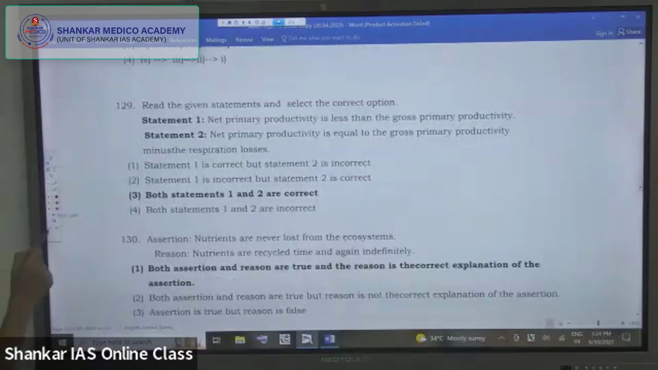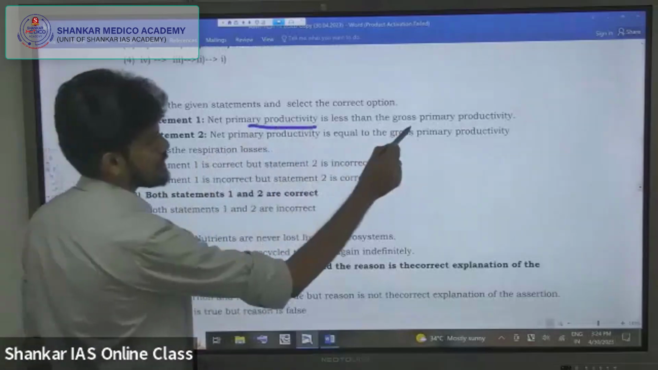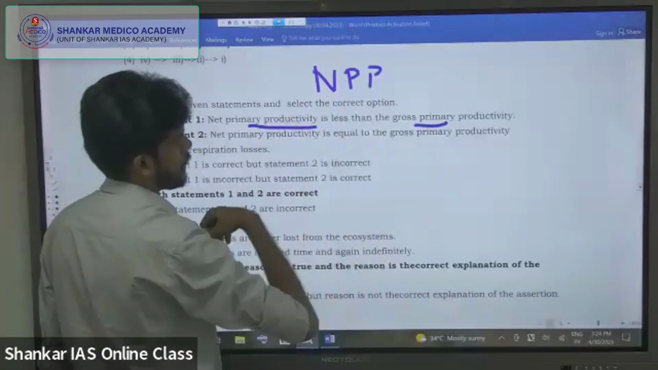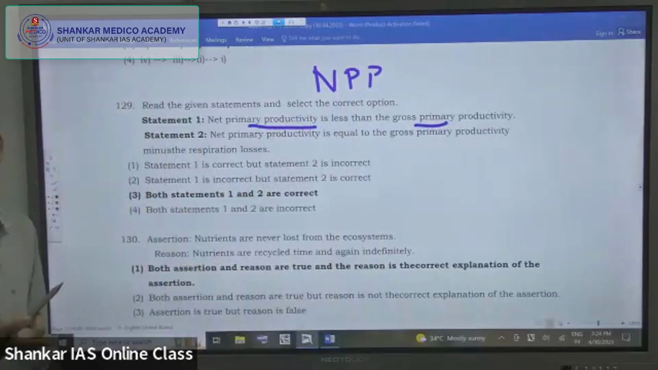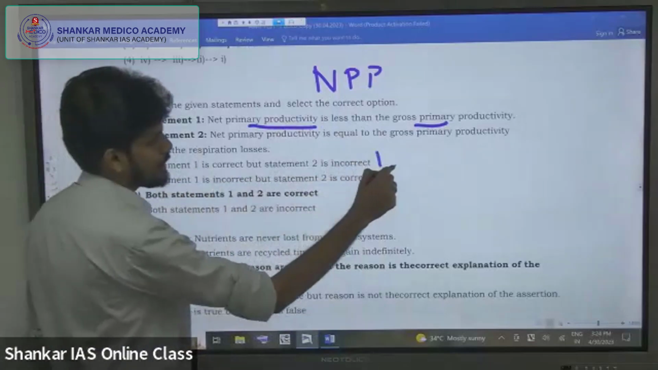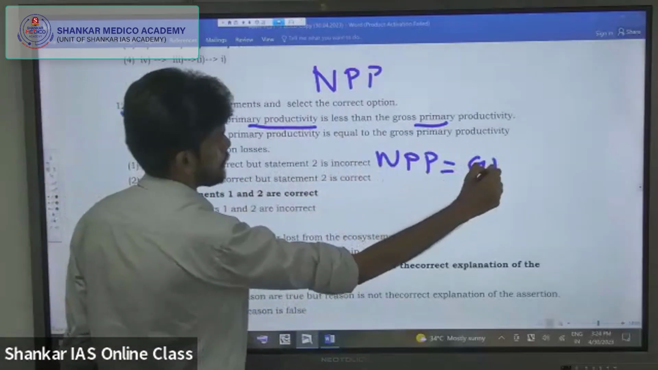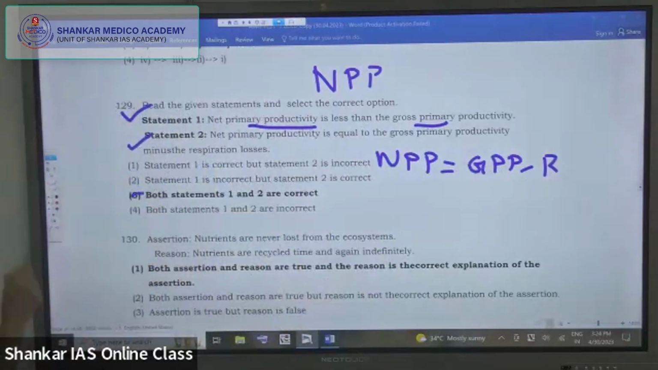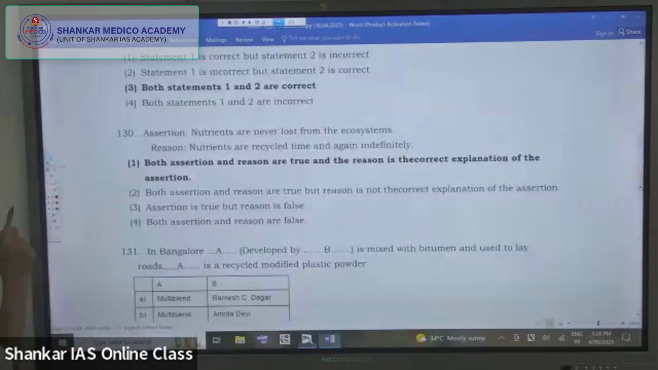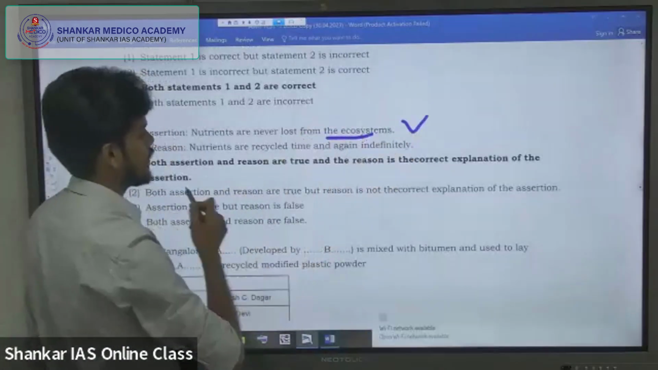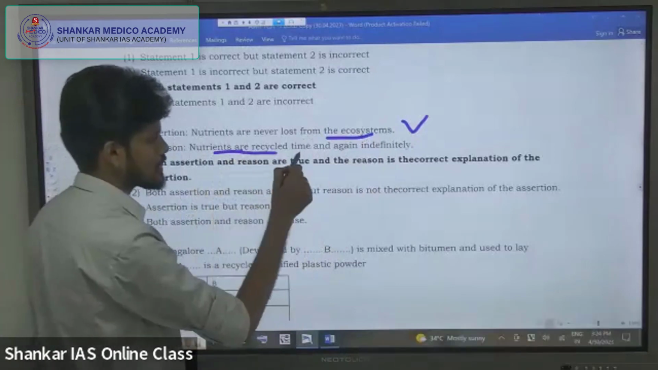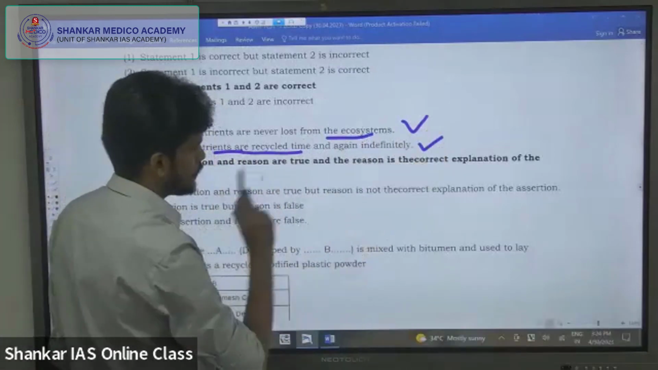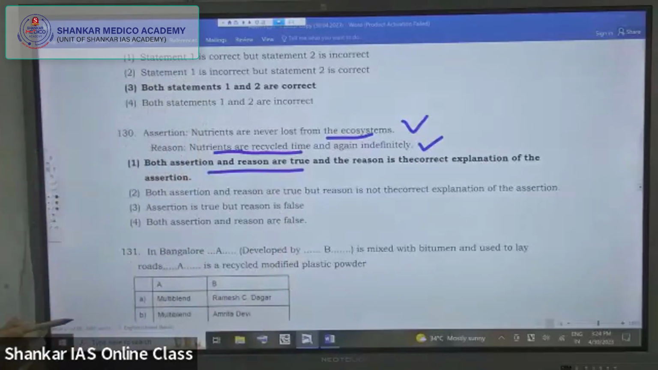Then this is the statement. One: NPP is less than the gross primary productivity. So gross primary productivity will be more than NPP. This is correct. And NPP is equal to GPP minus respiration, so this is also correct. Both statements 1 and 2 are correct. And the assertion they have given is that nutrients are never lost from the ecosystem. That is correct, and why? Because the nutrients are recycled time and again indefinitely. Both the assertion and the reason are true, and the reason explains the assertion.